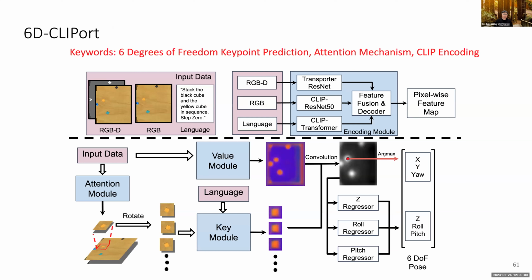In addition, we introduce a baseline model, 6D clipboard, that leverages the pre-trained CLIP model and cross attention mechanism to make 6 degrees of freedom key point prediction. This is the first model that can do 6 degrees of freedom key point prediction for those vision and language manipulation tasks. I'm not going to dive into the details, but you are welcome to read the paper.